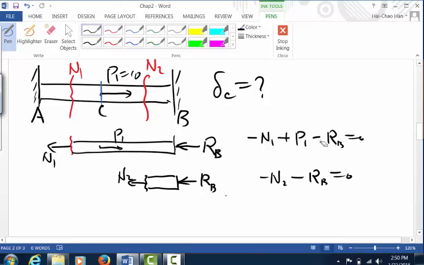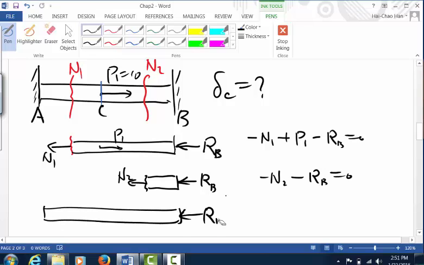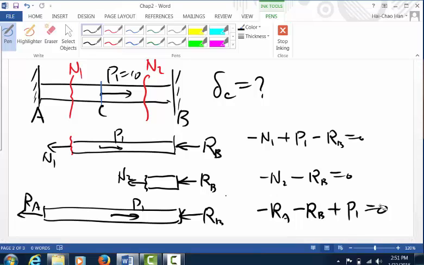Okay, now can I find out N1, N2 from here? You need the RB actually, right? Now I don't know RB. Can I find out RB? Equation of equilibrium. Now I have to draw this whole thing. So I draw this whole thing here, right? So you have RB here, and then you have load P1 here. Now you have a load, maybe an RA here, right? Now I can write the equation. So negative RA, negative RB plus P1 equals 0. Now can I find out RB? No, because now RA comes in.